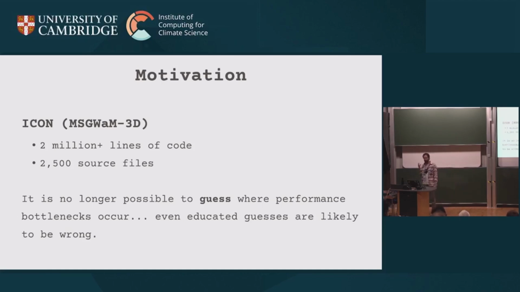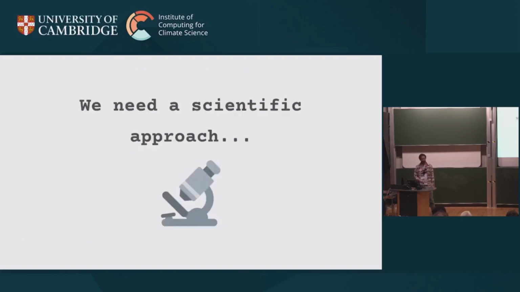It's no longer possible to guess where performance bottlenecks are going to occur, and even educated guesses are likely to be wrong. Codes are so complicated, the hardware is so complicated, it's not necessarily obvious where your bottleneck is. Maybe it's in communications, maybe it's in data, maybe it's the algorithm, and so we really need a scientific approach. We're scientists after all, and we don't just want to guess where the problem is, we want to be able to measure it, okay?